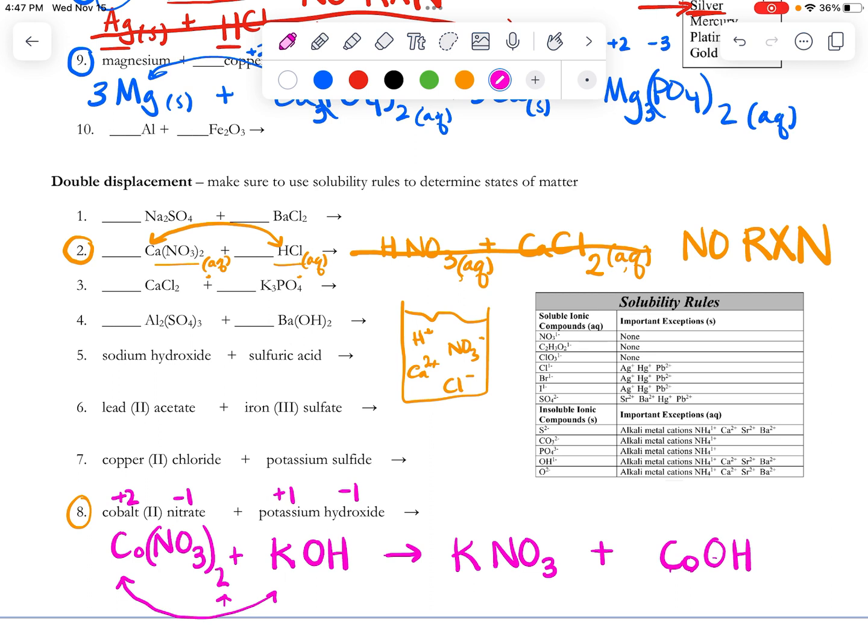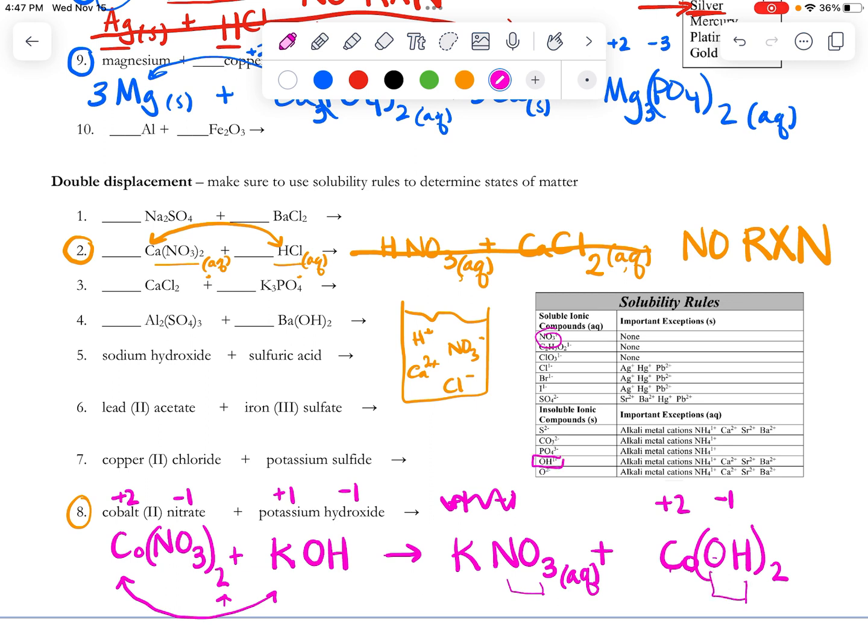All right, made 2 new compounds, so I got to check charges. +1, -1, good to go there. Cobalt, it said, was a +2, and hydroxide we know is a -1, so I'm going to need 2 hydroxides here. Now let's check to see if either of these products are soluble or insoluble. NO3 is our first anion here. NO3 is always soluble, so this is going to be an aqueous compound. Soluble means dissolved in water or dissolves in water. This next one, our anion, is hydroxide or OH.